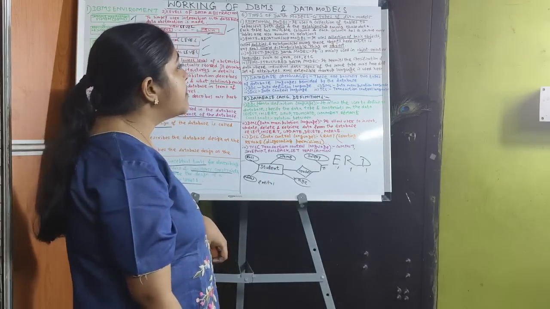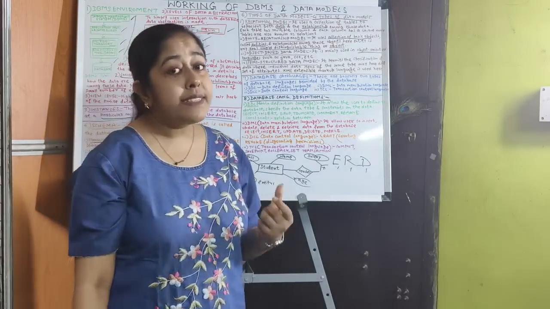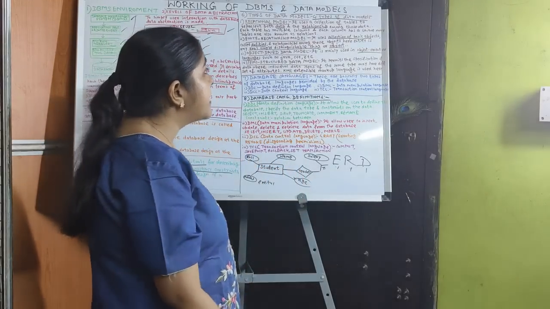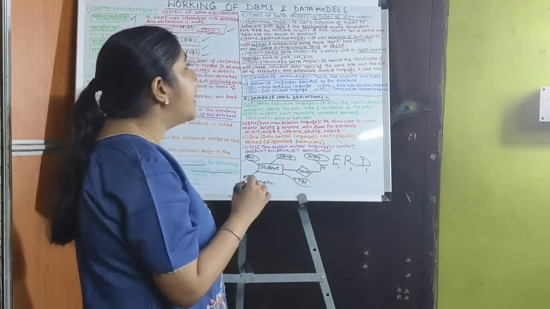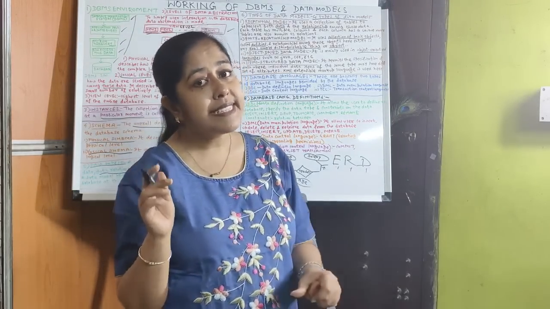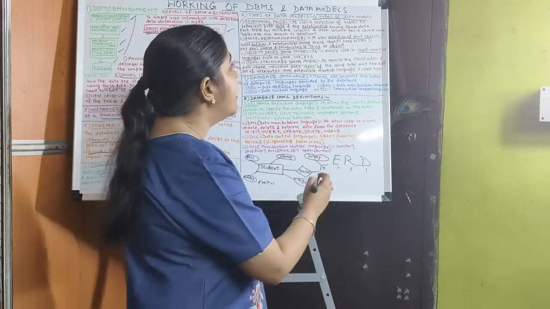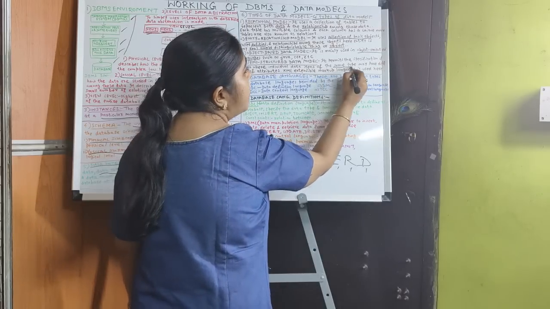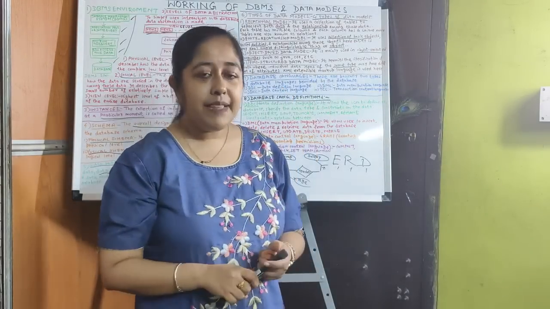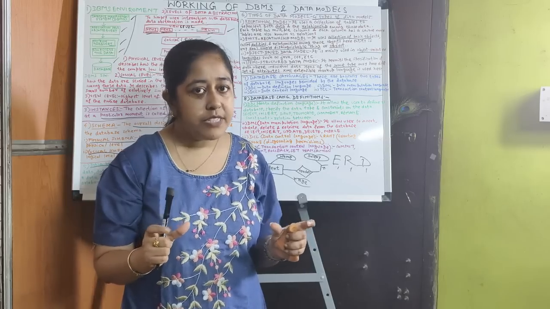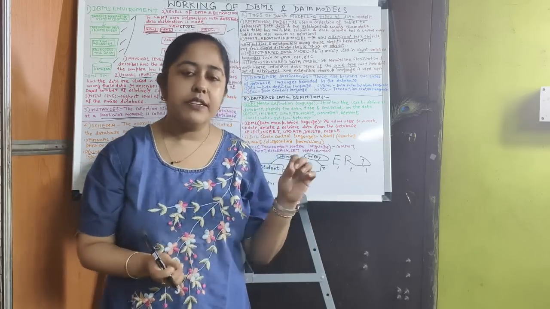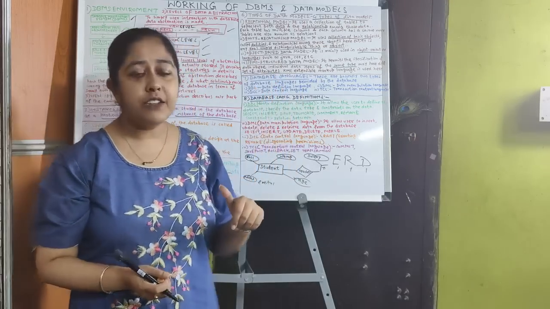Now the last one is the semi structured data model. What is semi structured? It permits the specification of data where individual data items of the same type may have different sets of attributes. Here we are talking about the same type of objects, but the data items of the same type may have different sets of attributes.